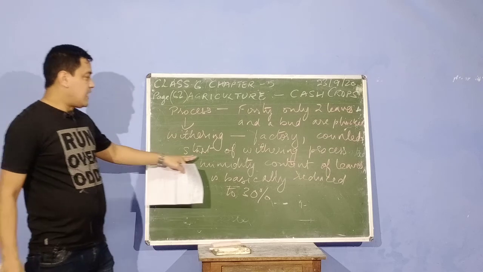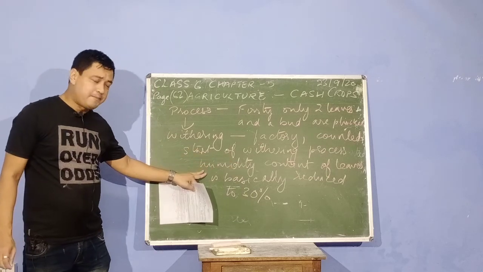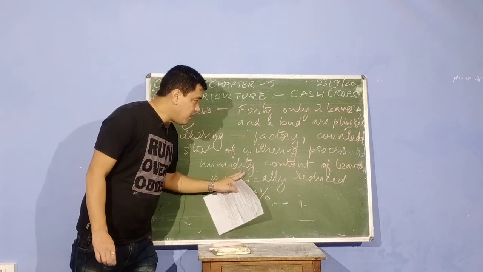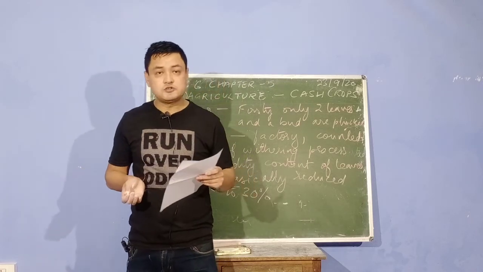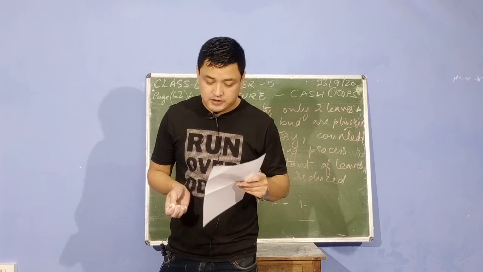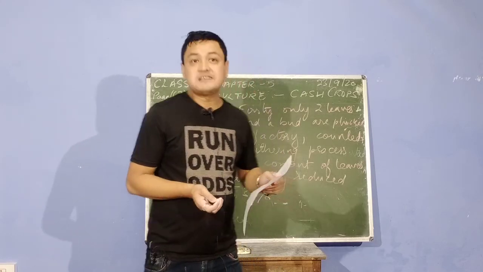So, start of the withering process. In this withering process, what happens? The wetness of the leaves is reduced by 30% in order to make them soft and flexible.